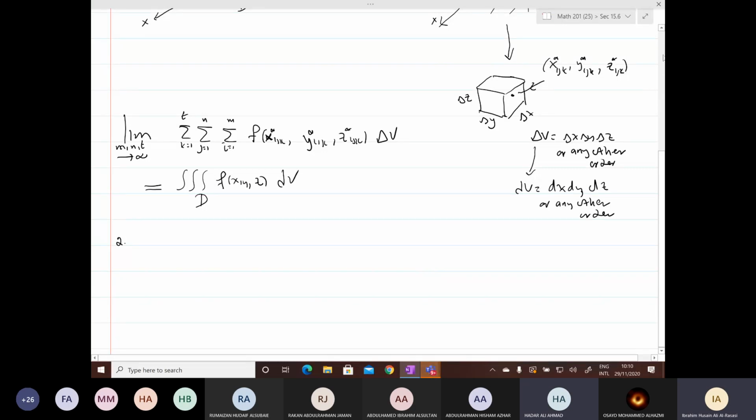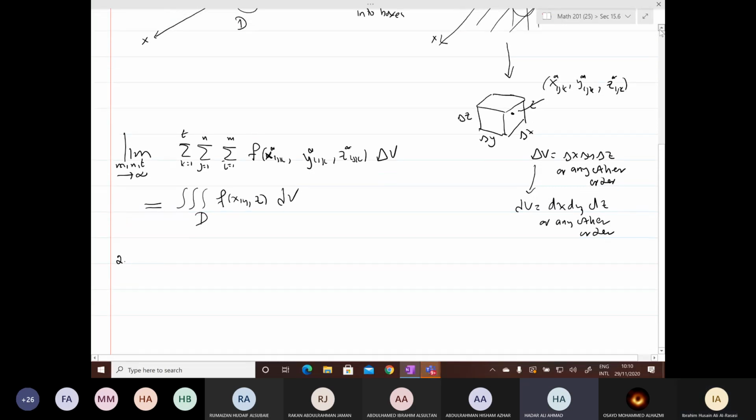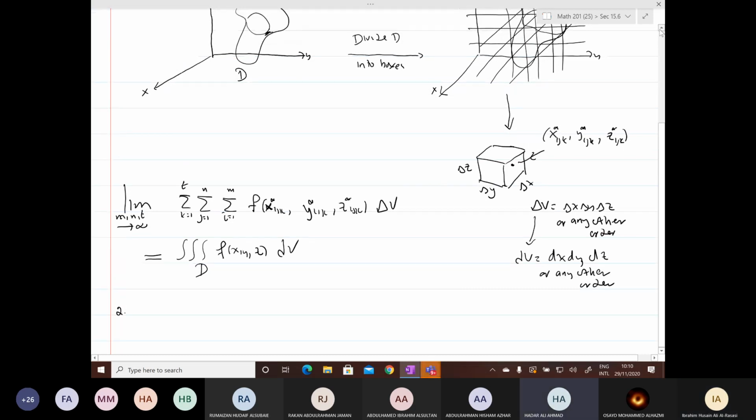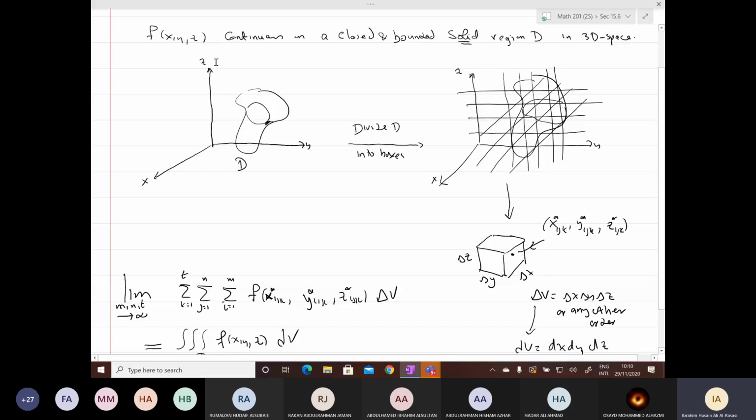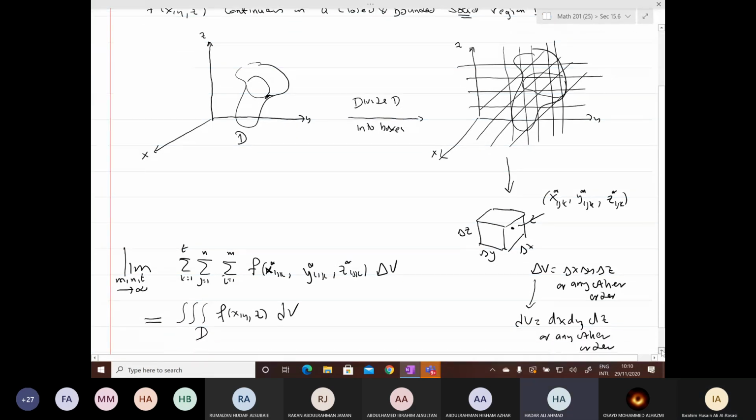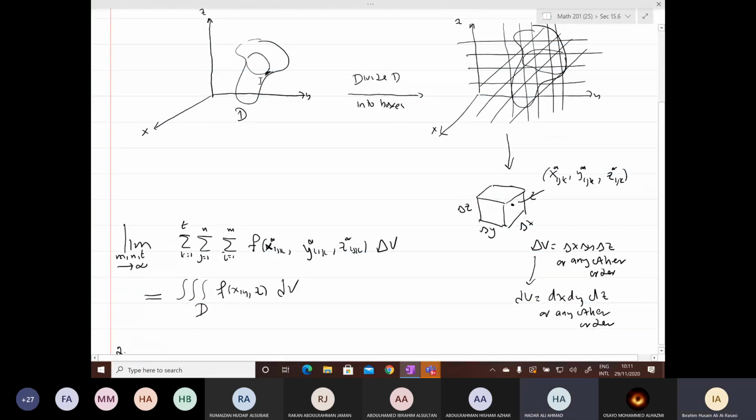The capital D has the same meaning as the R in double integrals. This D is a solid domain, and for your function here, the domain will be a solid in 3-space. So it is a solid. Is this capital D the same as that D? Yes, it is the same D. You are taking the triple integral of the function over the domain D, the solid D.